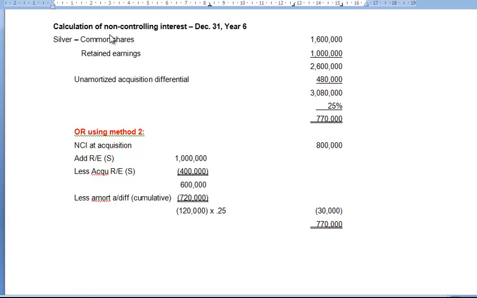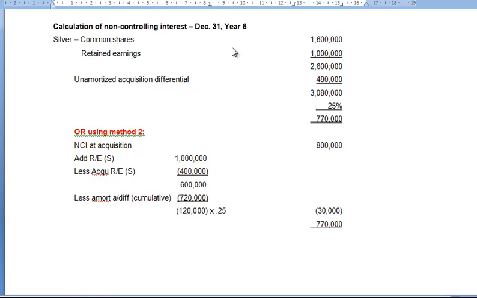The more common method for me anyway is to calculate non-controlling interest based on the ending book value of the sub. Now why do we do that? Because don't forget, NCI shareholders are shareholders of the sub. In our case, they only own 25% of the sub's equity. Well, the sub's equity right now is sitting in common shares and retained earnings, plus their share of any acquisition differential. Those are the unamortized fair value increments and decrements that were assessed by the parent. NCI gets its cut of that as well.